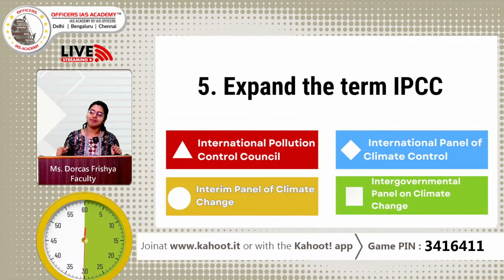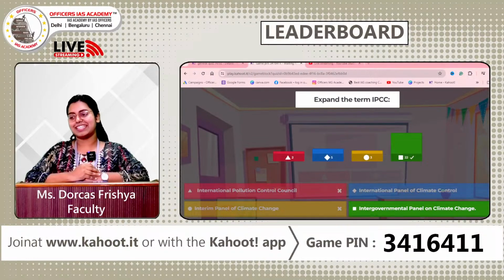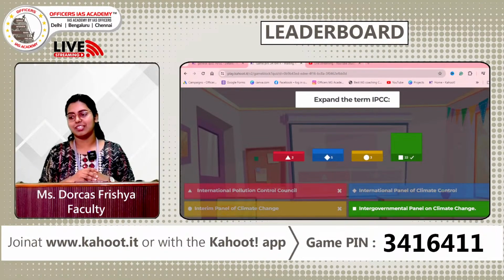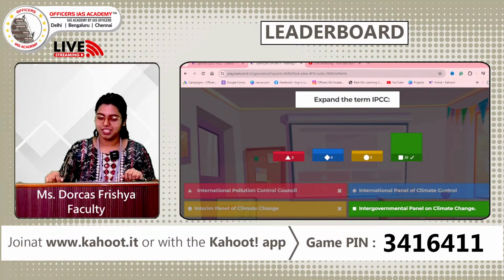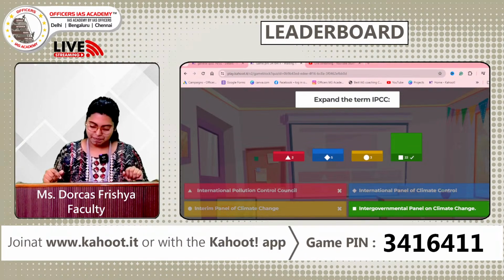IPCC. Okay, a few more seconds. And there goes your correct answer. Correct answer on your screen. Yes, as expected, most of them have got it right. So the correct answer is color code green, option D. Your answer is Intergovernmental Panel on Climate Change, of course, right?